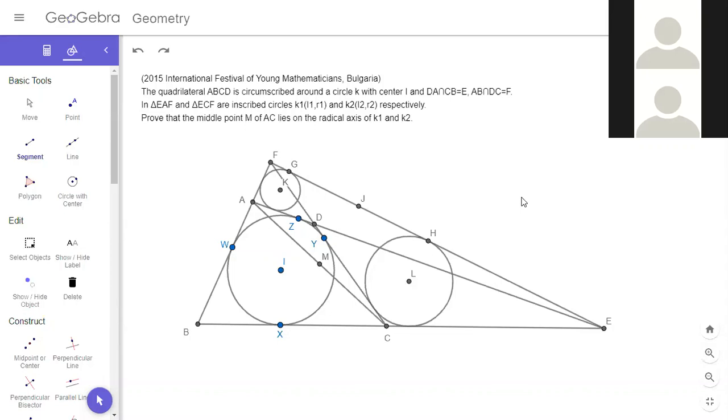Let's see. I'm also thinking of Casey's theorem and linearity of power of a point. So there's a couple different things I'm thinking of. It's kind of like if we consider A and C as point circles, so a circle with radius 0, the power of M with respect to A and C is the same.